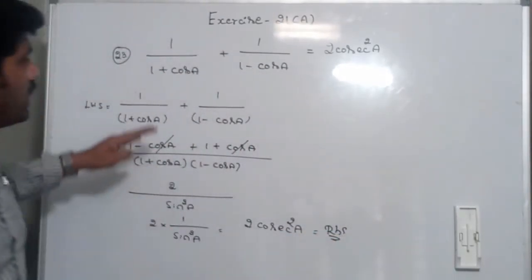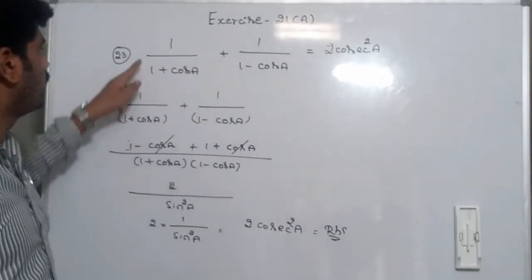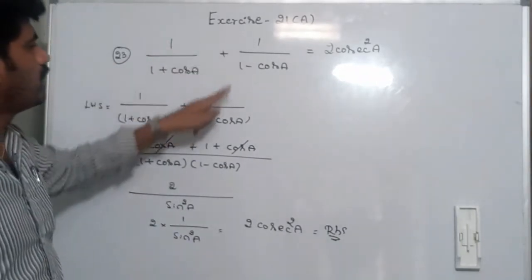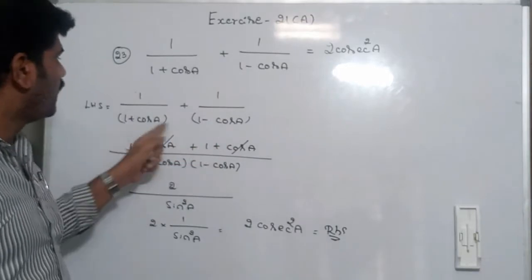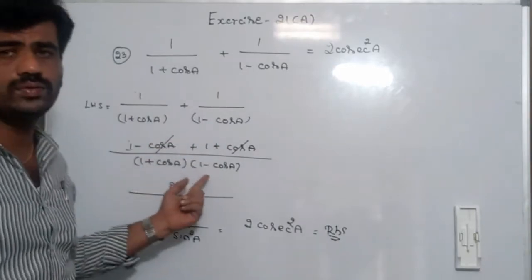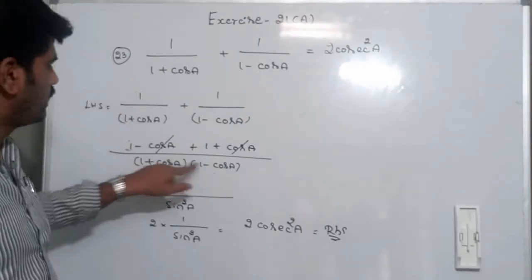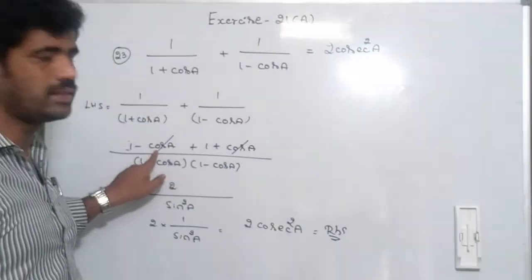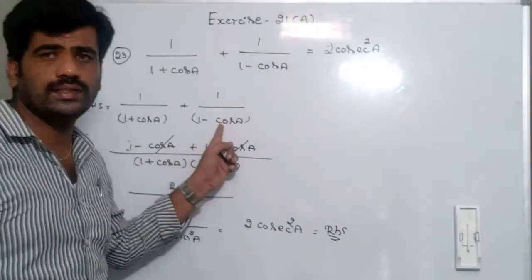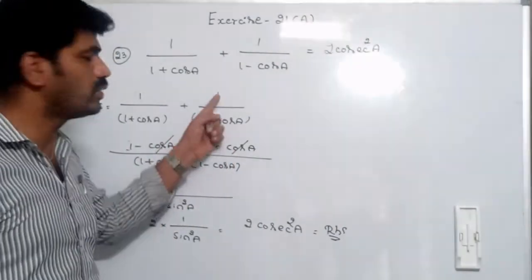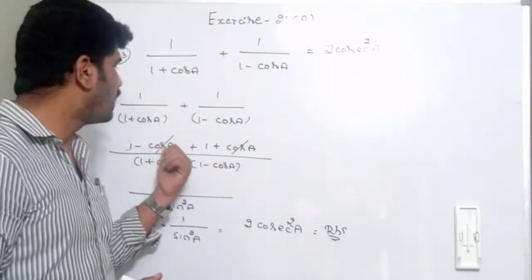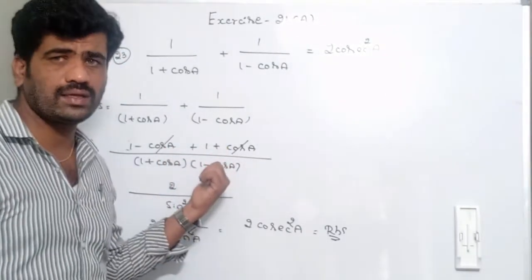Understood? So what I did here: first I have taken the LHS, 1 by 1 plus cos A plus 1 by 1 minus cos A. Then the LCM is what? 1 plus cos A into 1 minus cos A. Then 1 plus cos A, 1 plus cos A get cancelled. Then 1 minus cos A into 1, 1 minus cos A, plus 1 minus cos A, 1 minus cos A get cancelled. Then 1 plus cos A into 1, 1 plus cos A. Then cos A plus cos A minus cos A get cancelled.